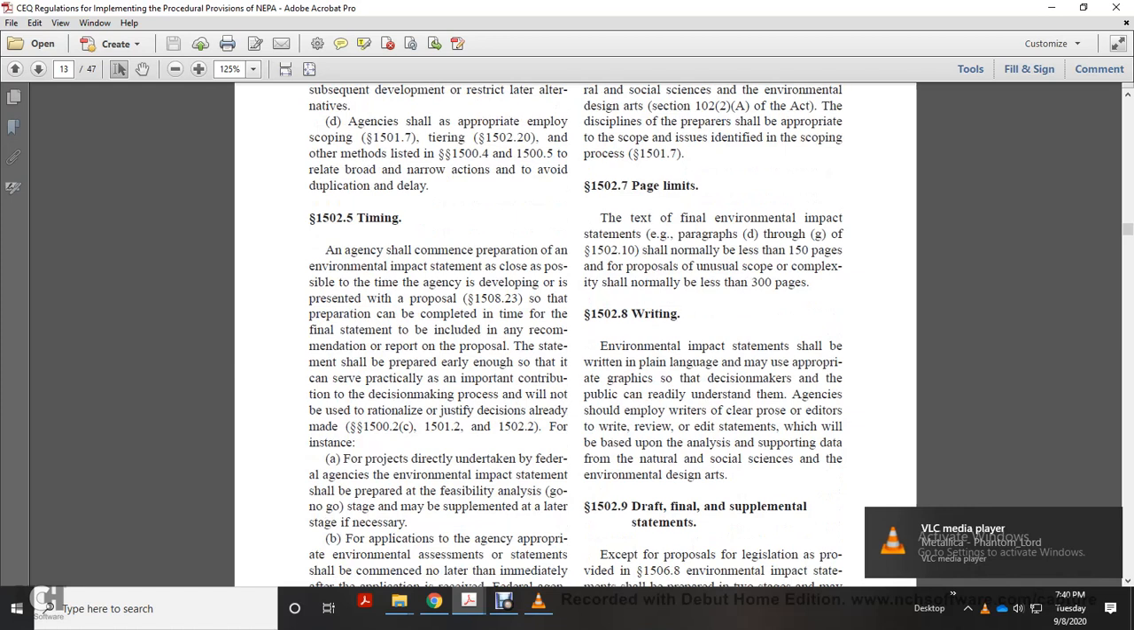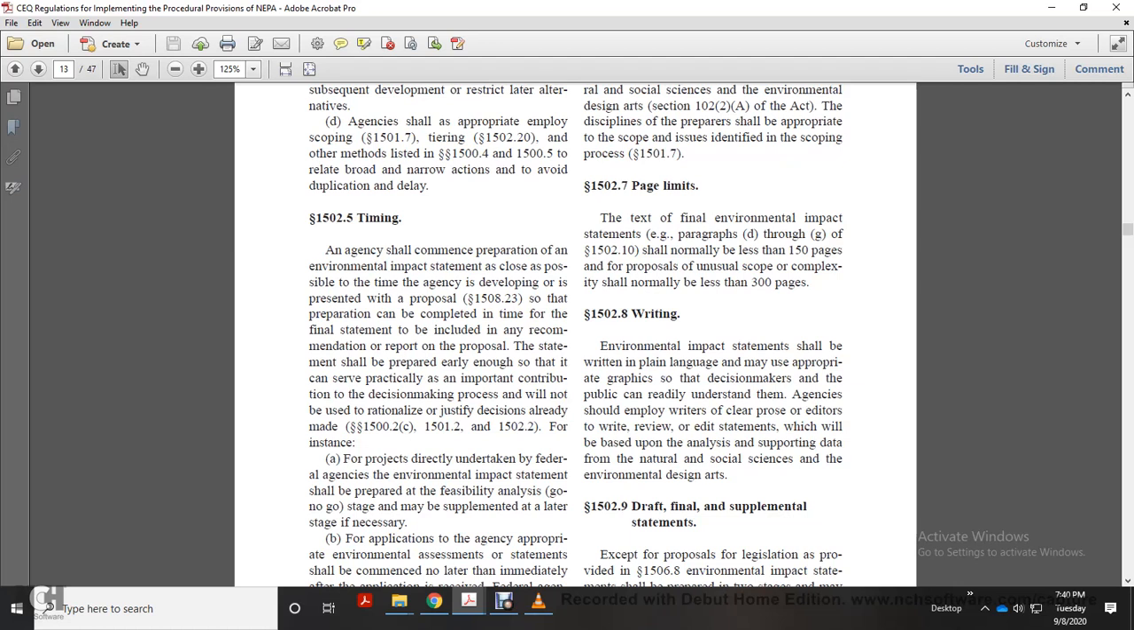1502.5 Timing. An agency shall commence preparation of the environmental impact statement as close as possible to the time the agency is developing or is presented with a proposal (1508.23), so that preparation can be completed in time for the final statement to be included in the recommendation or report on the proposal. The statement shall be prepared early enough so that it can serve practically as an important contribution to the decision-making process and will not be used to rationalize or justify decisions already made (1500.2(c), 1501.2).